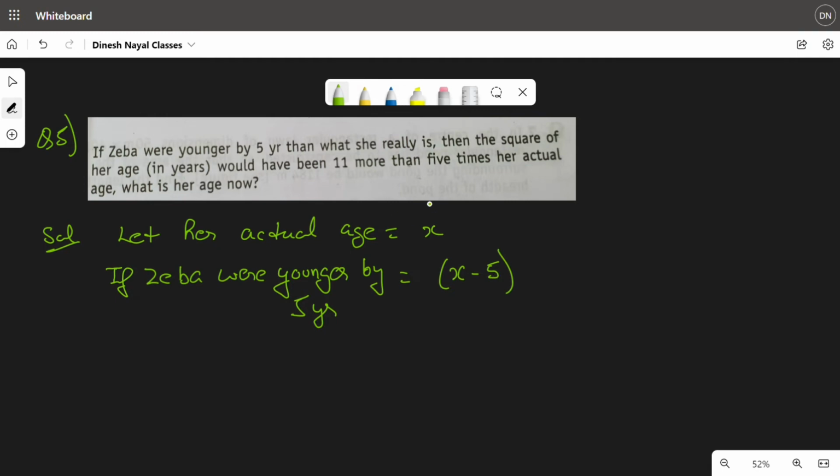Now what's the given condition? Then the square of her age would have been 11 more than 5 times her actual age. So the square of her age, her age being x minus 5, so this is square, equals 5 times her actual age, that is 5x, plus 11, since it is 11 more. So this is our condition. And now we have to solve this equation.